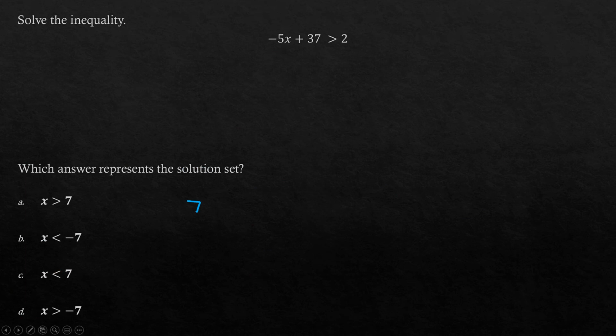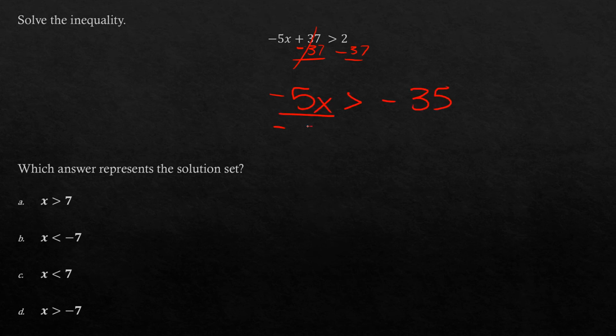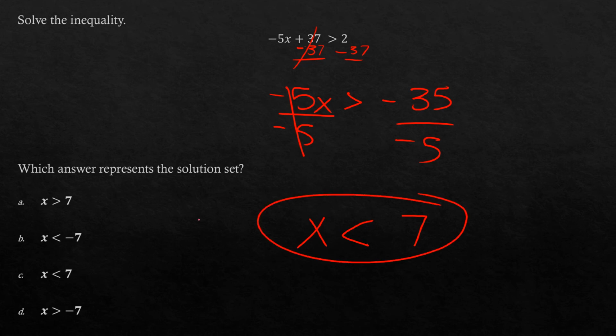Alright, solve the inequality. We're going to solve this the same way we would a normal problem, subtracting 37 on both sides. I have negative 5x is greater than negative 35, divide by negative 5 on both sides. This goes away, I have x, negative 35 divided by negative 5 is positive 7. Now, since we divided by a negative, you must flip your inequality sign to make it go the other direction. So I should have x is less than 7.